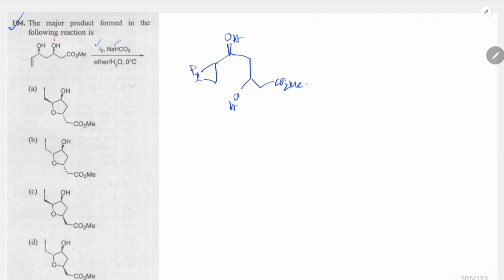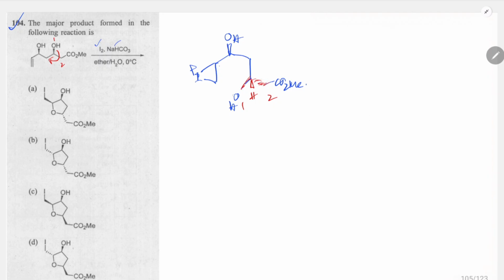Let's consider this center. This is 1, 2, 3 clockwise, 4 priority group down, R configuration. And this is 1, 2, 3 anti-clockwise. So it must be 4 priority group up. So finally, if we say this is in the plane, then hydrogen is up and down side this alkyl group, as this is an R configuration.